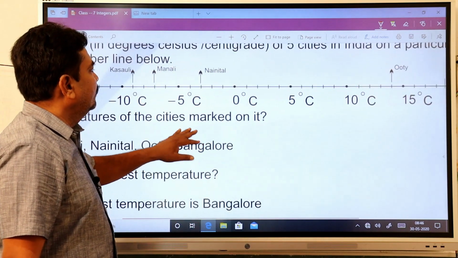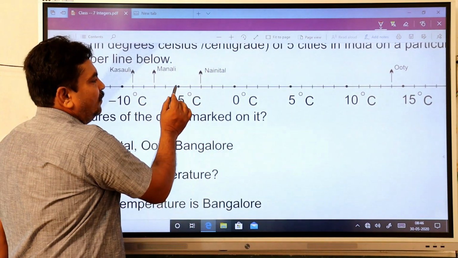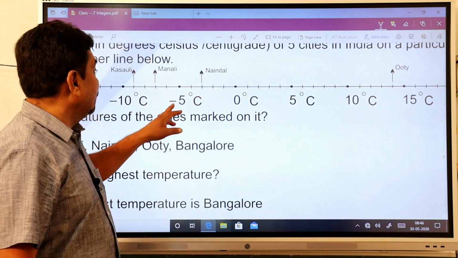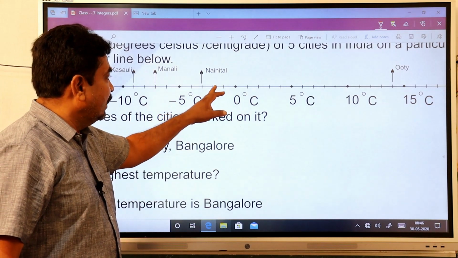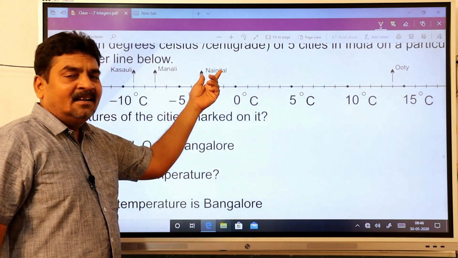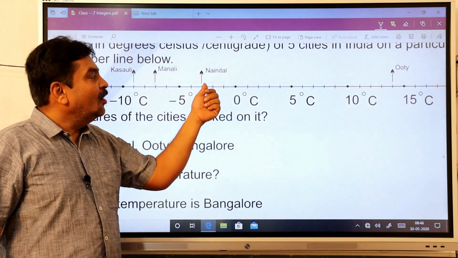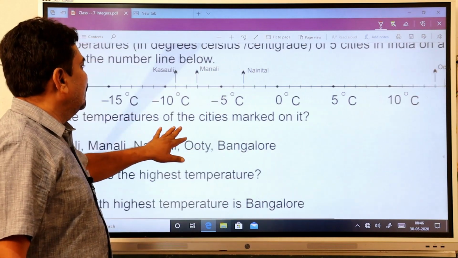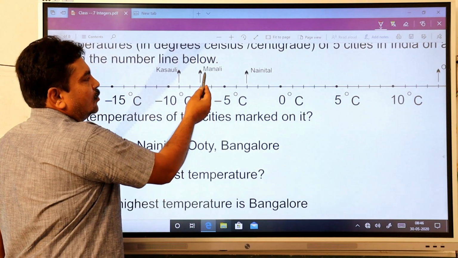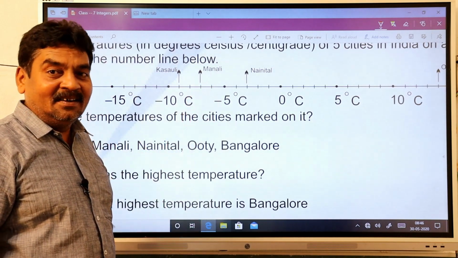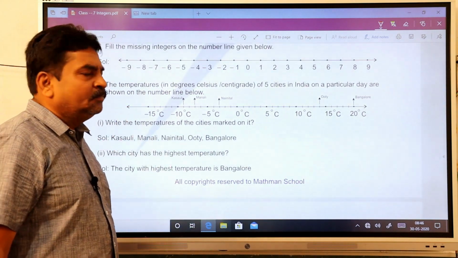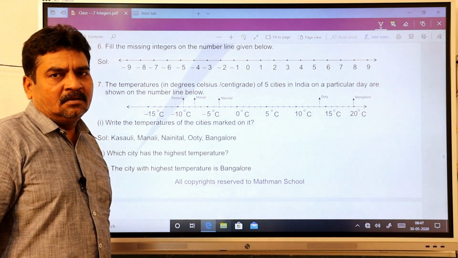And here we have Nainital. This is your 5, 6 and this is 7. So Nainital is, this is 0. This is -1, -2, -3, -4 and -5. So how much temperature does Nainital have? -4 degrees. Similarly, Manali, this is -5, -6, -7. So Manali is having how much? -7 degrees centigrade. You have to just write down all these things according to the question in your notes.